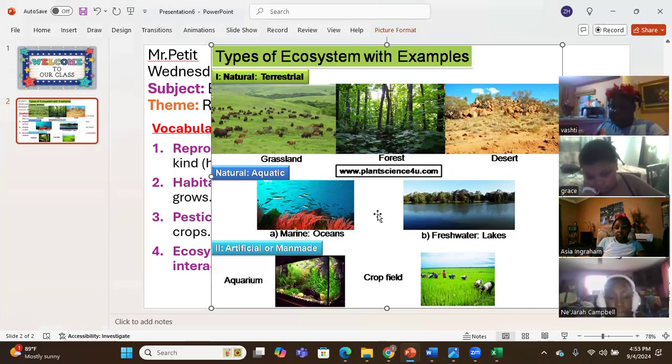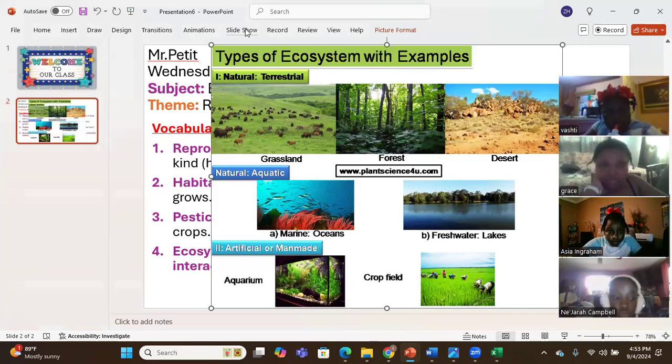Which one would you like to live in the most? The aquarium. The forest, the rainforest. Which one would you not want to live in? The desert.